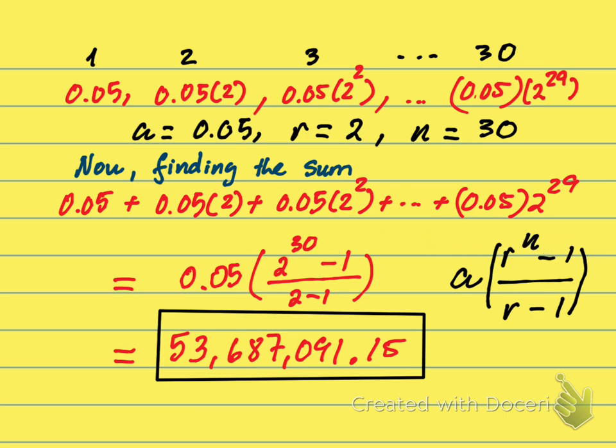As you can see, even though the sequence starts with a very small value, with the ratio of 2 and the number of terms being 30, the sum of this sequence can be quite large, more than 53 million. Here we go. Here's an example of a finite geometric sequence and how to find the sum of such a sequence.